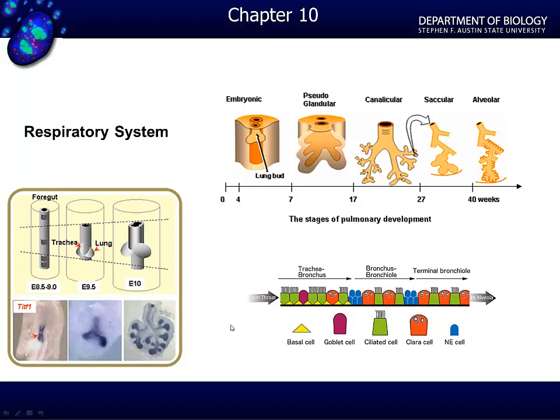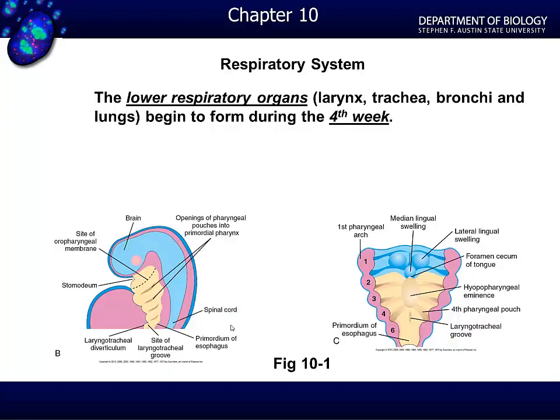Now we'll get into a little bit of molecular biology as we get to the end, some more inductive forces. But first, let's see where we're going to be doing this. Now, again, this is going to be in the foregut region of our developing embryo. So, our larynx, trachea, bronchi, and lungs are going to begin to form during that magical 4th week of development.